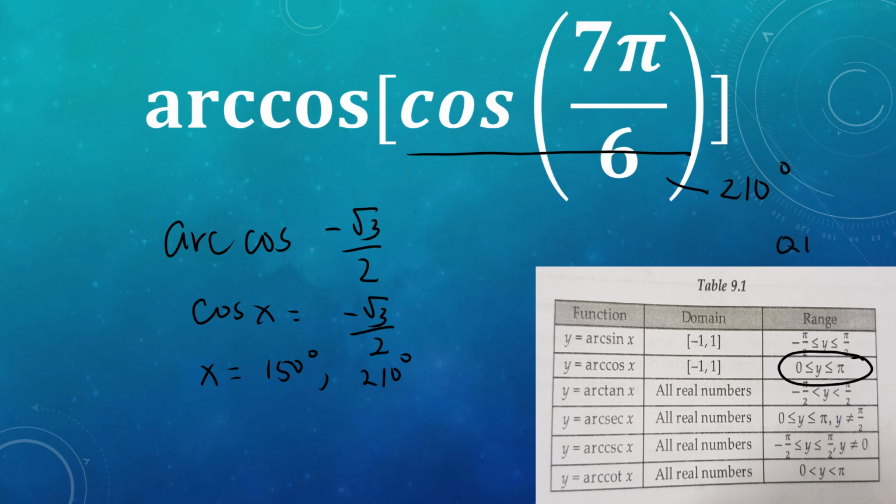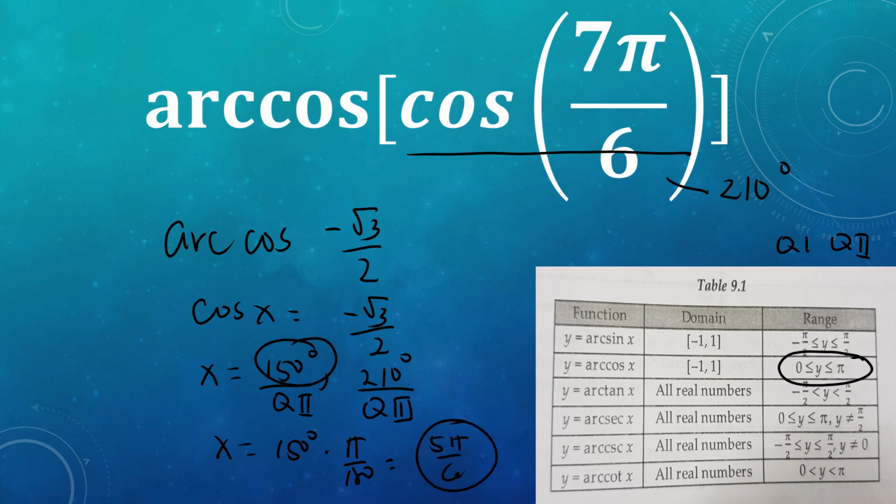So it falls in quadrant 1 and quadrant 2. Now 150 degrees falls in quadrant 2, while 210 degrees falls in quadrant 3. Therefore, the answer is 150 degrees. So x is equal to 150 degrees. Let's multiply this by pi over 180 to transform the degree measure into radian measure, and that's equal to pi over 6. So therefore, the final answer is pi over 6.